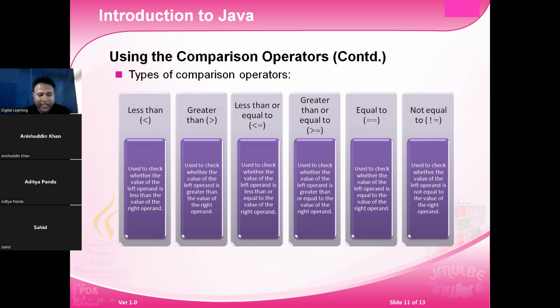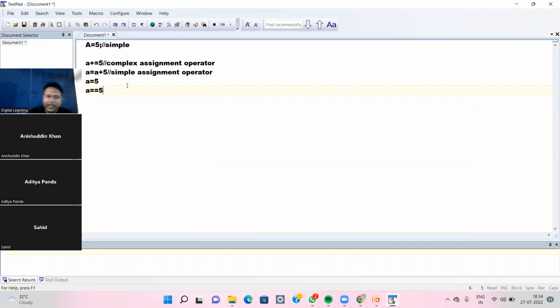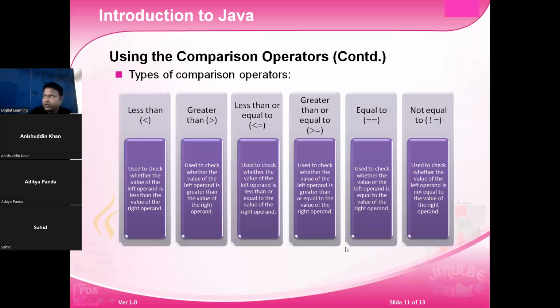When I write a equals to 5, that means in a I store 5. If I write a is equals to equals to 5, that means I will check whether the value of a is equal to 5 or not. That is called the comparison operator.